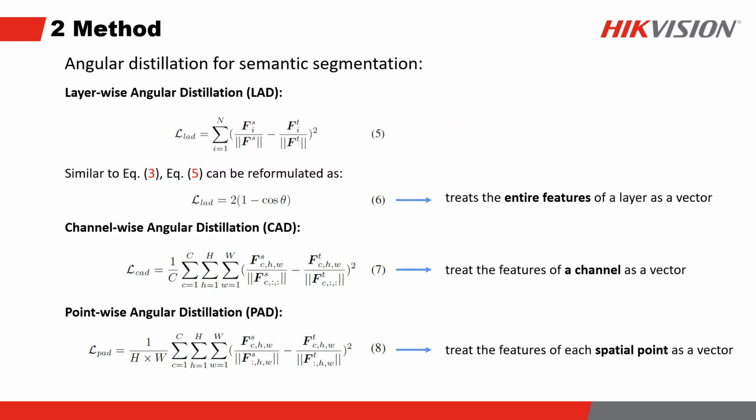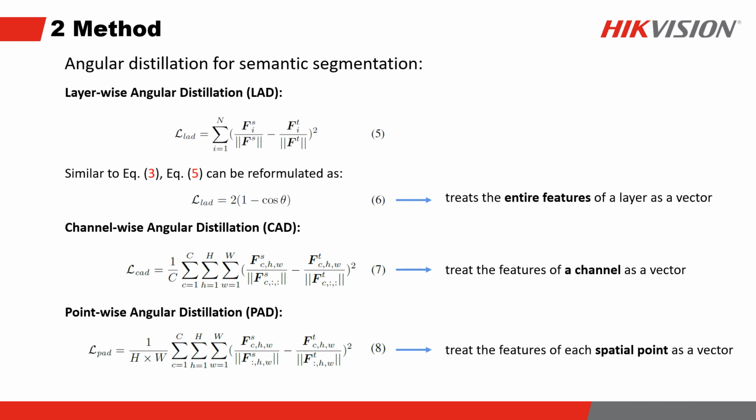Aiming to make the weight of the angular difference term independent of the feature's magnitude, we attempt to turn the magnitudes of the teacher and student features into constant values. A simple way is to perform L2 normalization, so we minimize the loss in equation 5. We can see that equation 5 essentially treats the entire features of a layer from the teacher or student as a vector, and minimizes the angular difference between them.